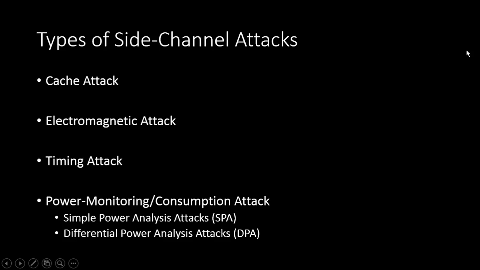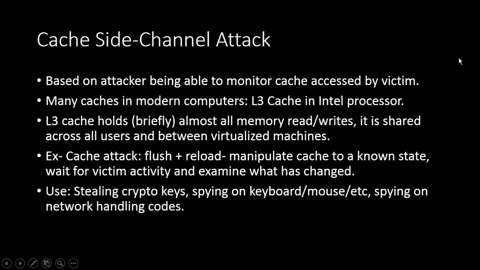And here are some of the types of side channel attacks. This isn't all of them, but these are the main ones that I found some solid papers and research in. So the first one was cache attack. Second one's electromagnetic attack, timing attack, and power monitoring or consumption attack. And this power monitoring has two attacks within it, which are a simple power analysis attack and differential power analysis attack. And I'll be doing a brief overview of each of these here.